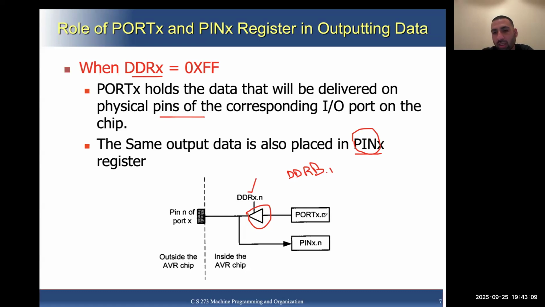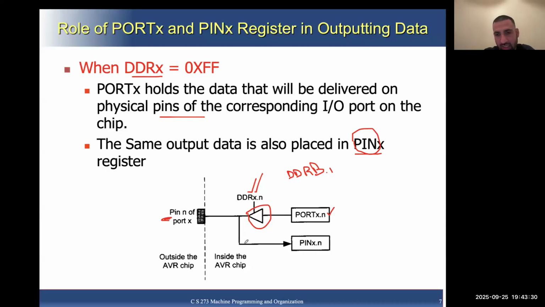So what is the input? The input is the port X register. Here, for example, you can say PORTB dot 1, right? Whatever is on it is the input. If this DDR register bit is set as 1, it will become available on the output, or on the physical pin of the microcontroller.